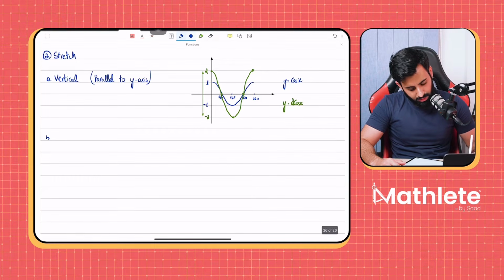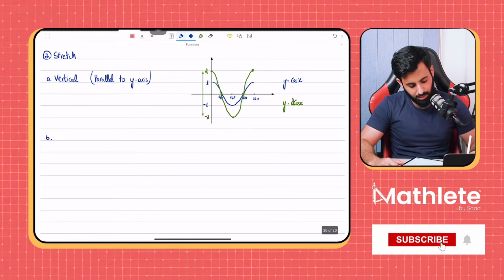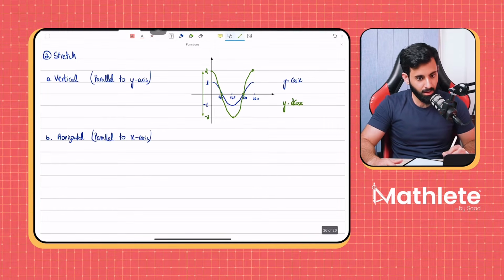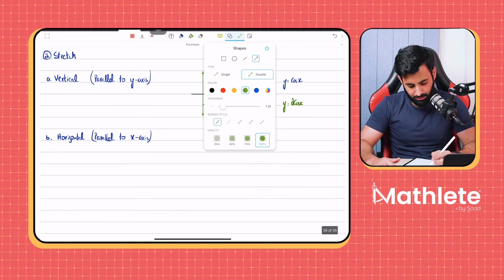All right, now let's say you have a horizontal stretch. So can anyone give me an example of a horizontal stretch? We've done this as well, by the way. Horizontal or parallel to x-axis. Sine 2x, yes, that's a good example.